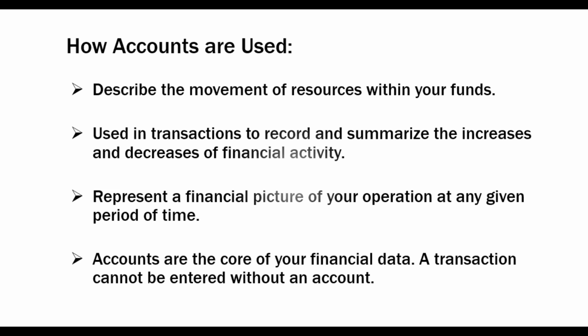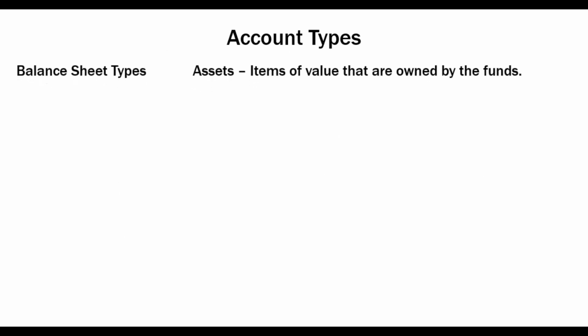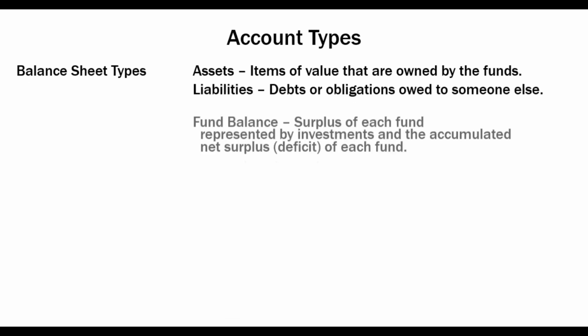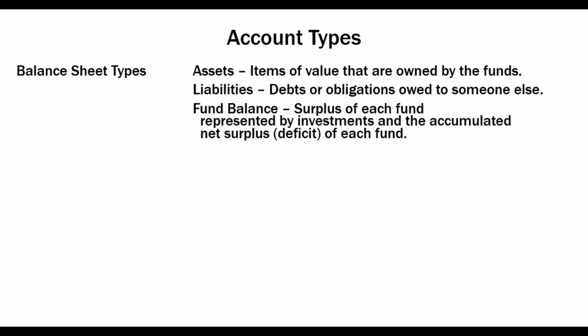Now let's take a look at the account hierarchy, which begins with account types. The account types are predefined and follow accounting structures. Beginning with balance sheet account types, assets are the items of value that are owned by the funds. Liabilities are debts or obligations owed to someone else. And your fund balance represents the surplus of each fund, represented by investments and accumulated net surplus deficit of each fund.